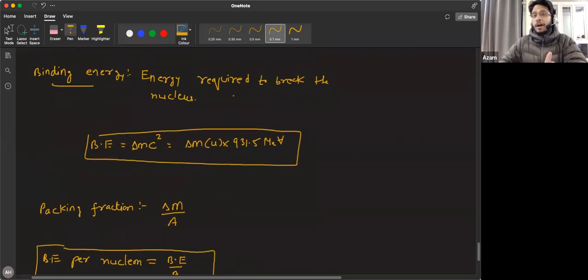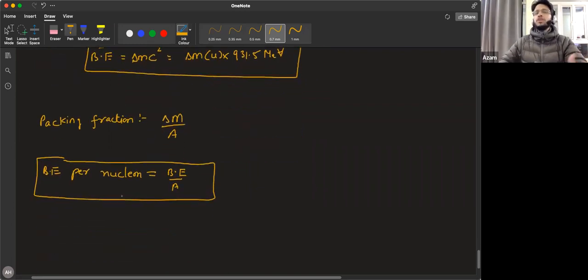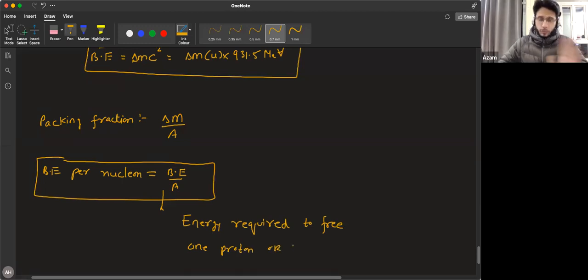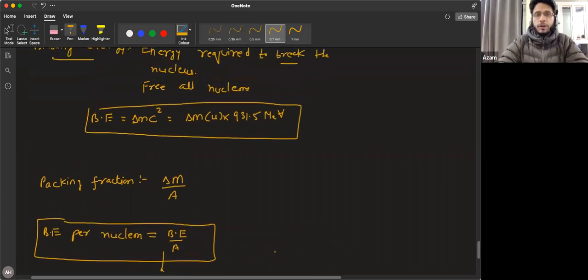So this is the energy required to break the entire nucleus, meaning the energy required to free all nucleons. It means you want to send all neutrons and protons to infinity. The energy required to do that is binding energy. But binding energy per nucleon means the energy required to free one proton or neutron. But binding energy is the energy required to free all protons and all neutrons. So the energy required to break the nucleus is binding energy.